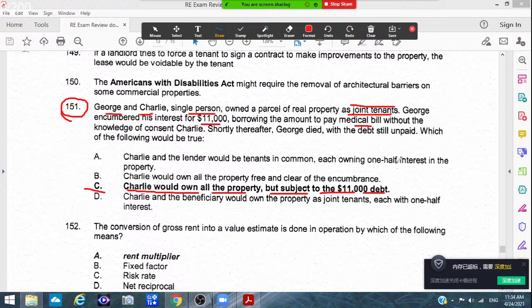房产全部变为 Charlie 的，因为他是 joint tenant。但是 George 这个债务就压在房产上了。因为他共同拥有这个资产，他用房产抵押他那个医疗的借款。So George encumbered $11,000 of medical debt onto the property, and now Charlie owns it, so he's subject to the debt. So this is the best answer.